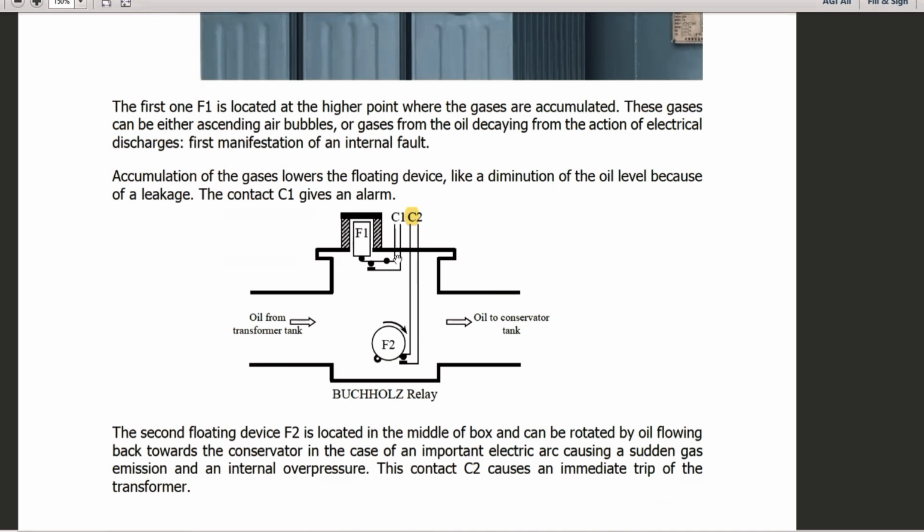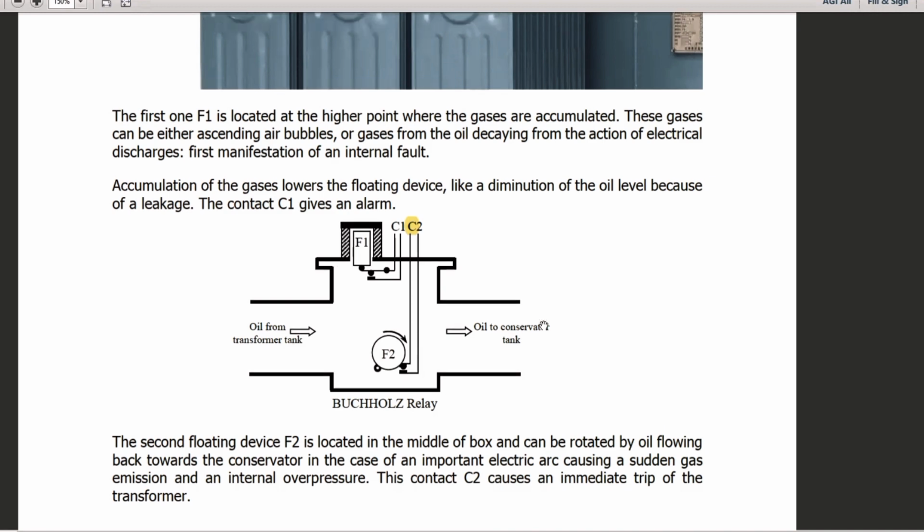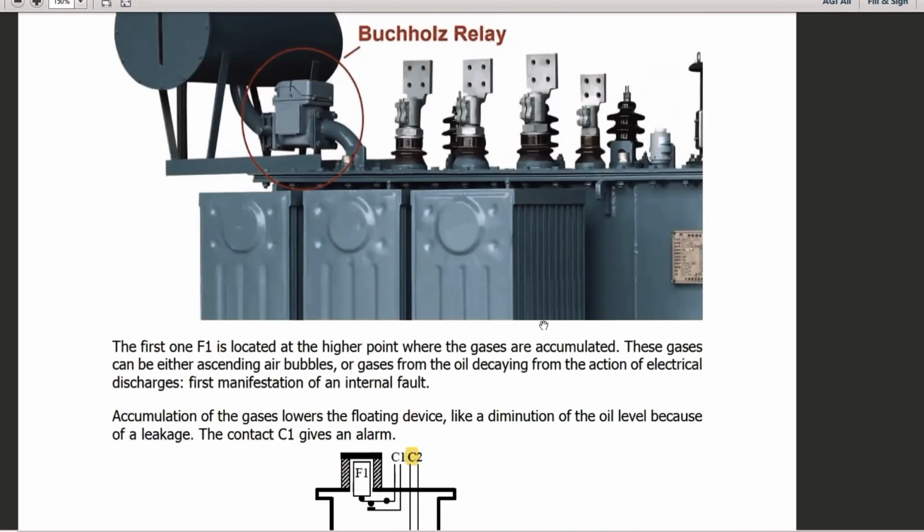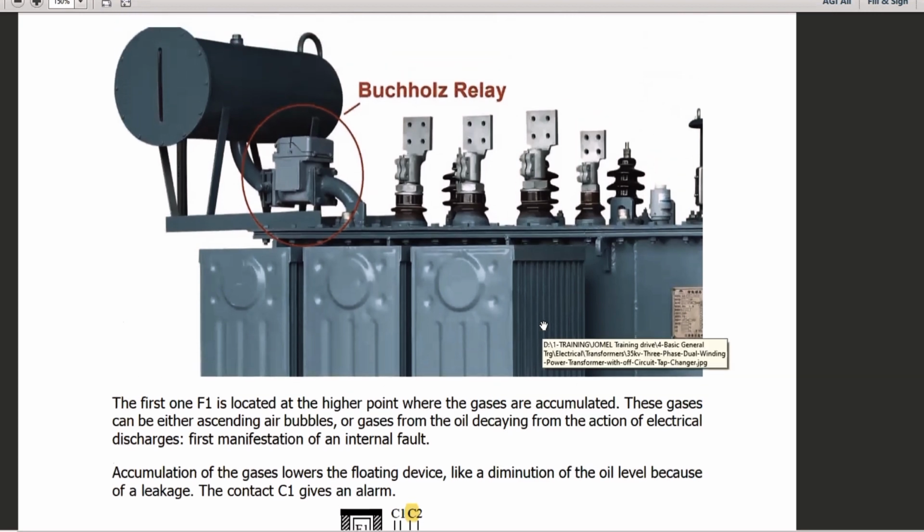But if due to any reason a heavy gas is passing and oil is rushing towards the conservator tank, then this float will operate due to the rushing current of the oil. So at that time, C2 will operate. It will trip the transformer. So what is the tripping of the transformer? Because the transformer has two breakers, low voltage side breaker and high voltage side breaker. So both breakers will open at the same time. So this is tripping of the transformer.